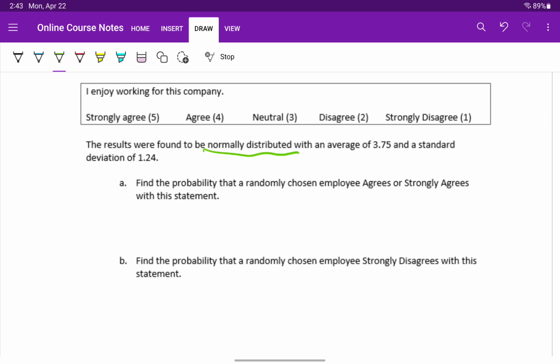That's some key language that we need to see in order to apply this approach, with an average of 3.75 and a standard deviation of 1.24. So that tells us that we're dealing with a normal distribution with a mean of 3.75 and a standard deviation of 1.24. We want to find the probability that a randomly chosen employee agrees or strongly agrees with this statement. Those two results correspond to an answer of 4 or 5, meaning we want to find the probability that x is greater than or equal to 4.